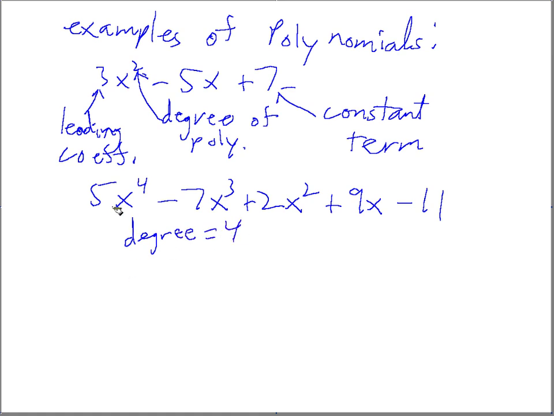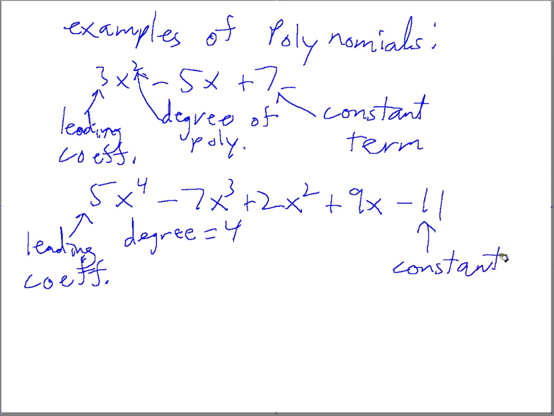And what is the 5 right here then? 5 is the leading coefficient. Once again, this is the leading coefficient of the polynomial. And what's the constant term? Well, right here at the end, the number term. So this is the constant.